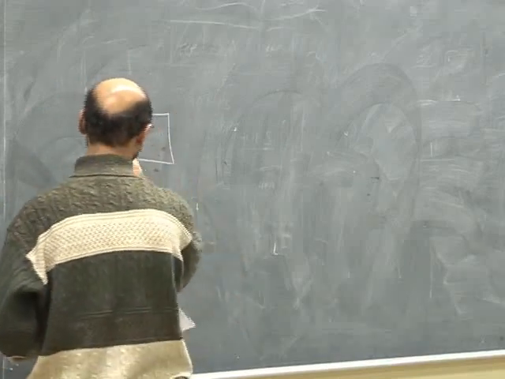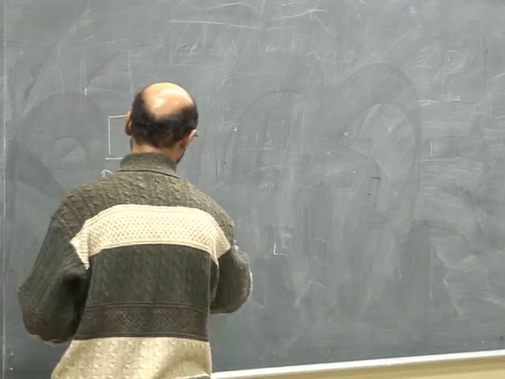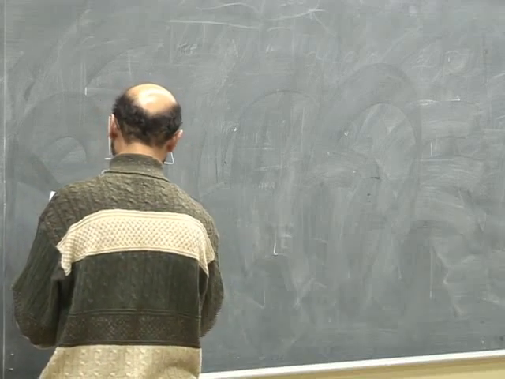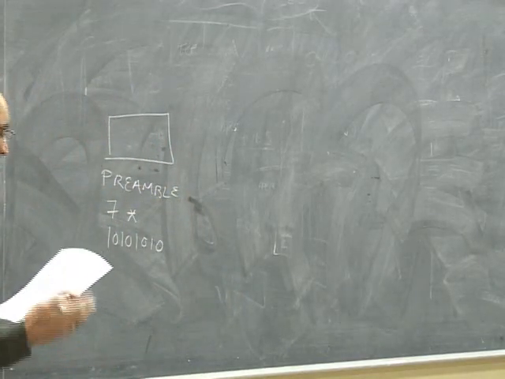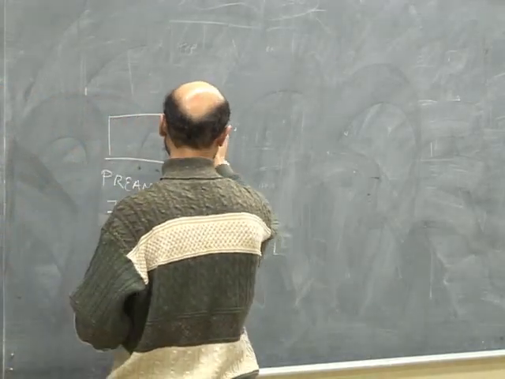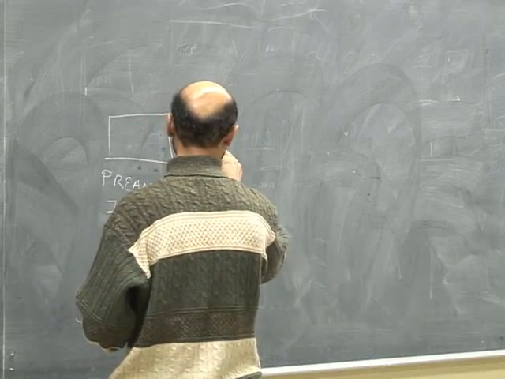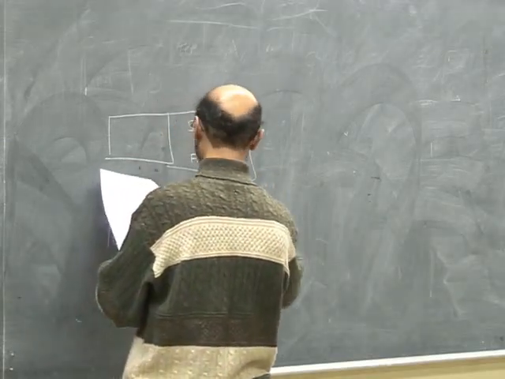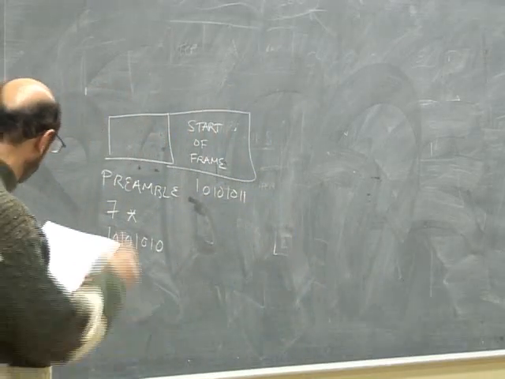So we first start with the preamble. And the preamble is what tells you that there is going to be actual packets after this. And this is 7 times the sequence 10101010. So you repeat it 7 times, and that says, okay, what follows is actual data. And the 8th byte, we have one more byte. It's called the start of frame. The start of frame is 10101011. Okay? And now we know we have data.